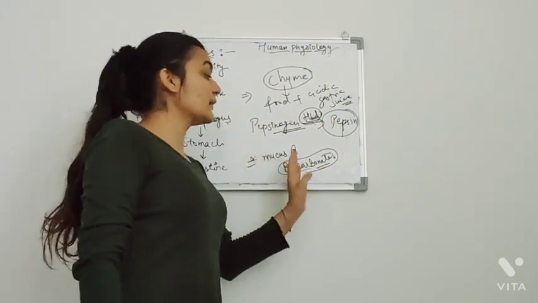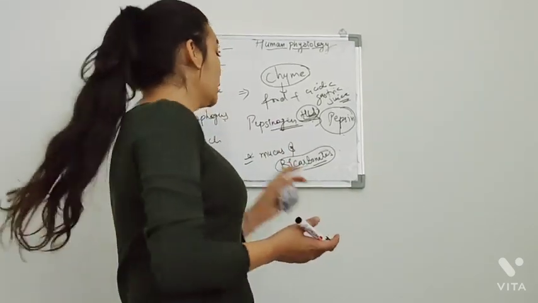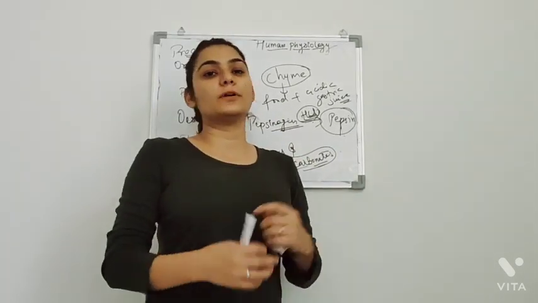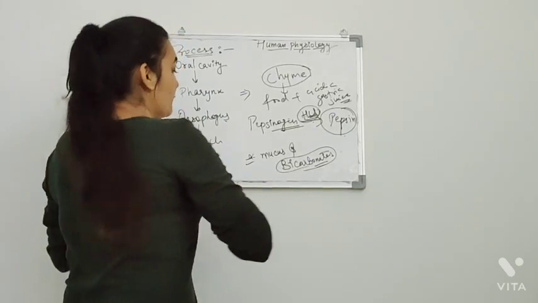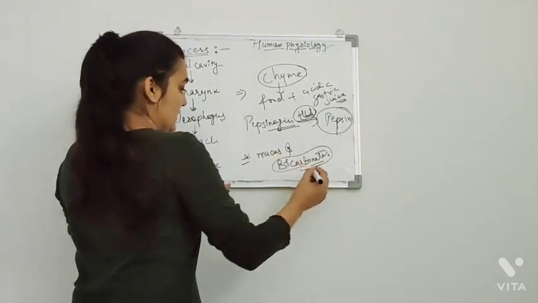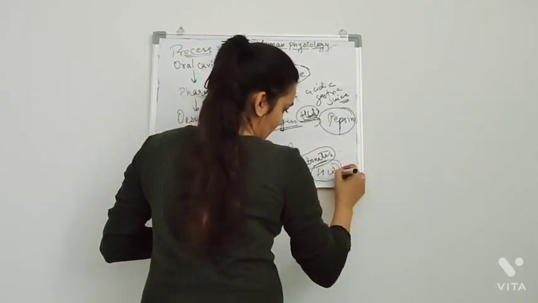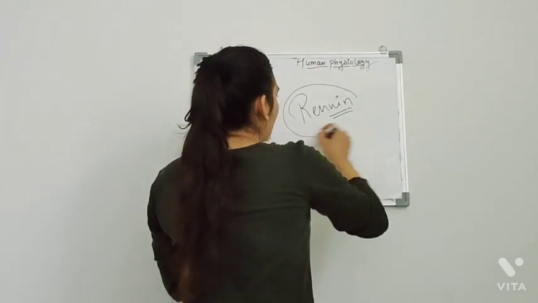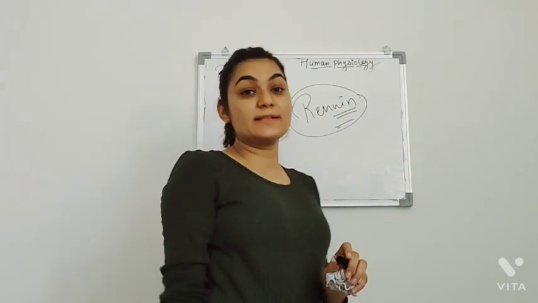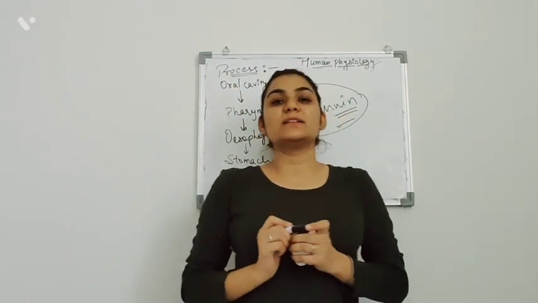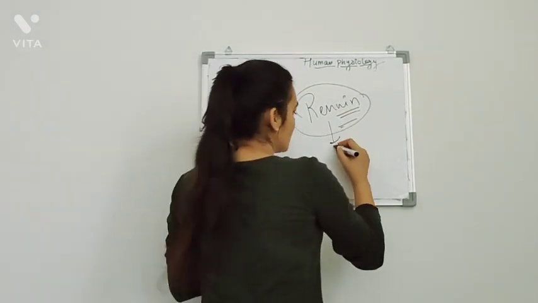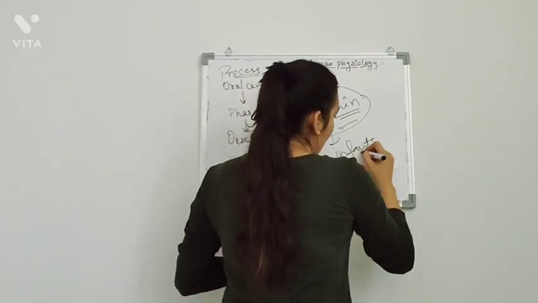Now the mucus and the bicarbonate. The mucus and the bicarbonate in the stomach help in the lubrication and the protection of the epithelium from the acidic HCl. The next term is rennin. Rennin is also an enzyme in the stomach, but it is present in infants.